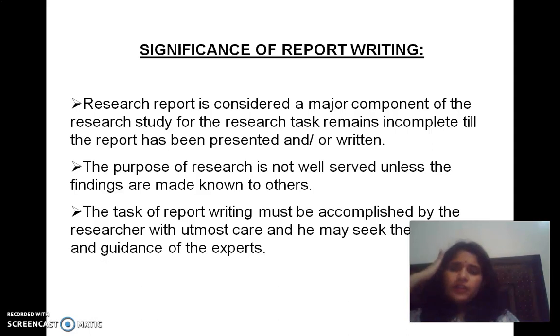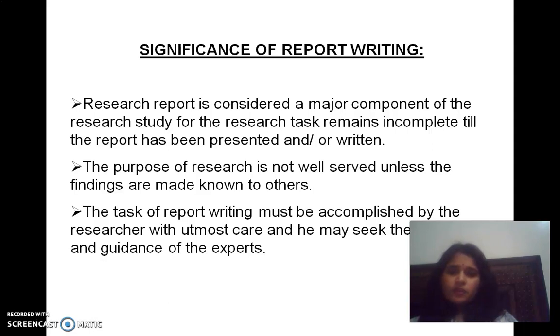Now, if we look at the next point: the purpose of research is not well served unless the findings are made known to others. This is very important. You worked on your report, you decided the objective, the problem, and the hypothesis. But if you have not mentioned the findings, meaning the outcome of whatever work you have done so far, what you have learned from it, and what you are going to conclude from it, that is a problem. So this is very important.